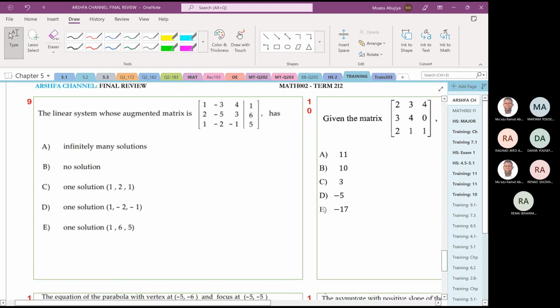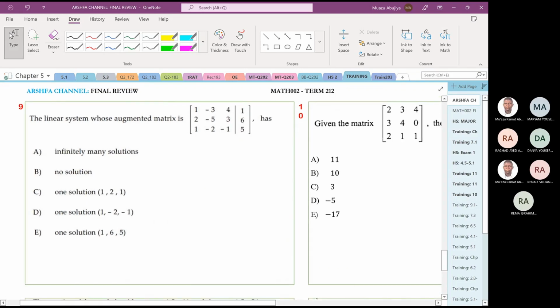We go to example number 9. Here the question says the linear system whose augmented matrix is this one has what? Now, how do we approach this question? I should be thinking of rewriting it in echelon form using the Gauss-Jordan method of elimination. If I'm able to write it in echelon form, we will know whether we have a unique solution, that means one solution, or no solution, that means an inconsistent system, or infinitely many solutions, a dependent system.